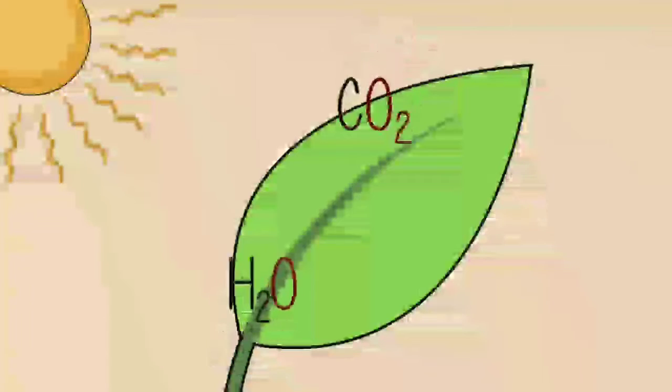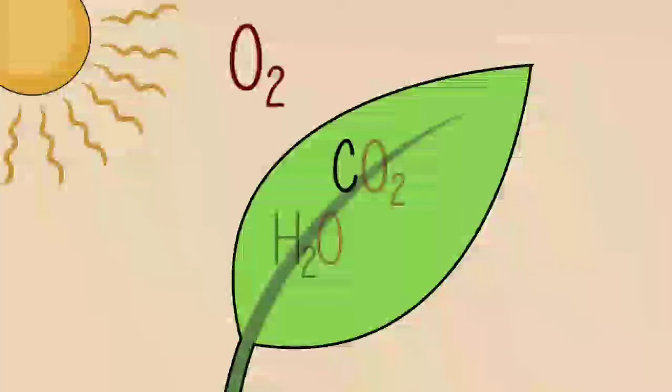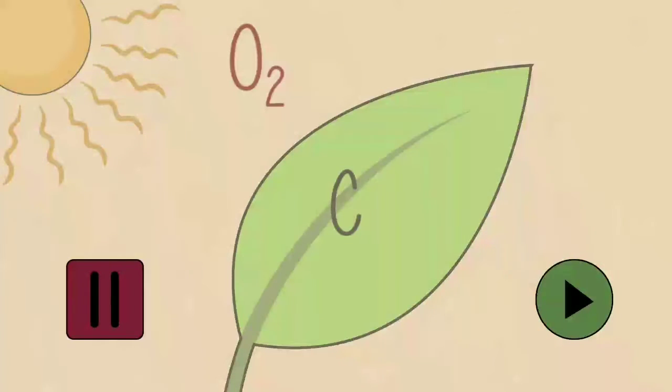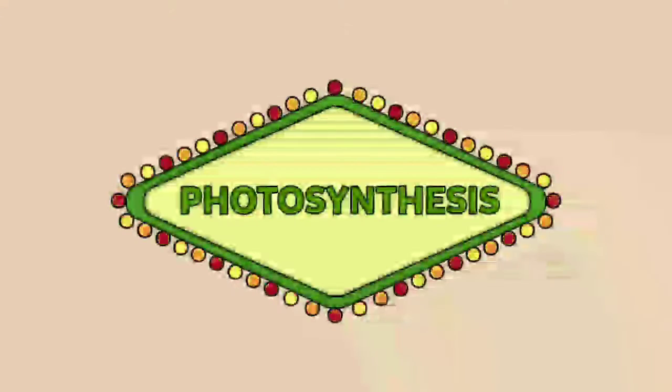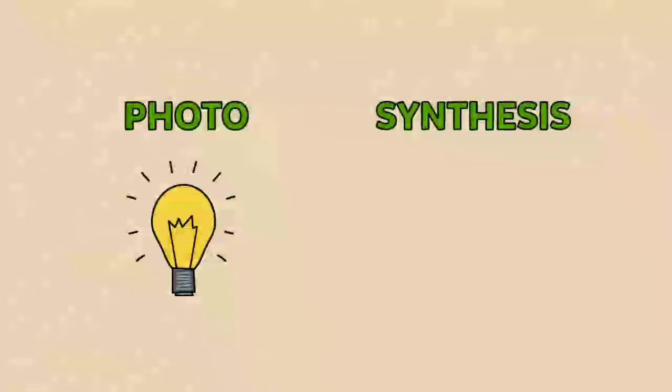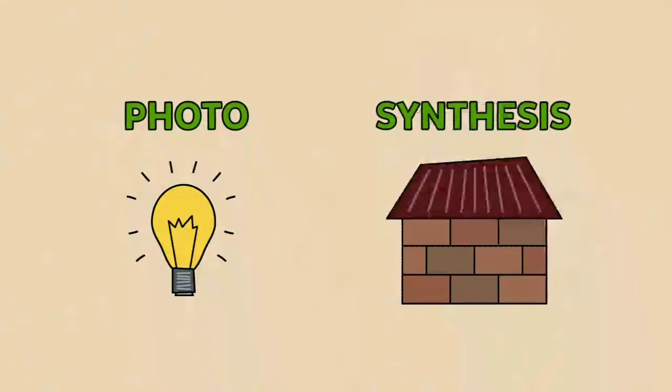What is the name of this reaction? Perhaps the most important chemical reaction on the planet. Pause the video whilst you think of your answer. It is photosynthesis. Well done if you got it right. Photo means light and synthesis means building up.